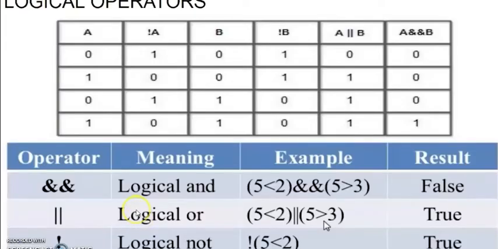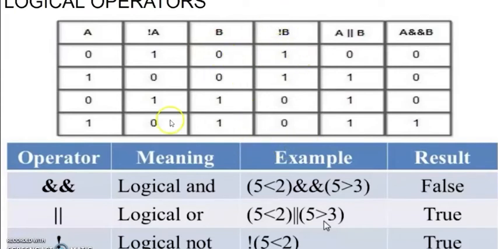Logical operators. Logical operators include logical AND, logical OR, and logical NOT. As we can see, this is the truth table of the logical operators. Logical AND gives value 1 only when both the values are 1, meaning the value of A and B is 1. Otherwise, it gives 0. Logical OR gives 1 as an output when one of the two values is 1, meaning at least A or B is equal to 1. Logical NOT gives the exact opposite of the given value. As the value of B is 0, the value of not B will be 1.